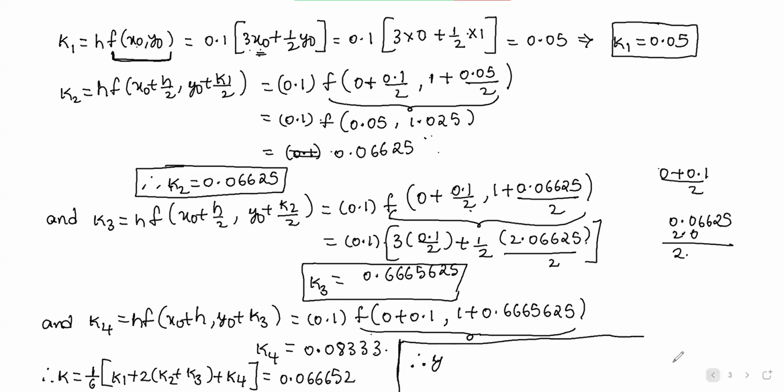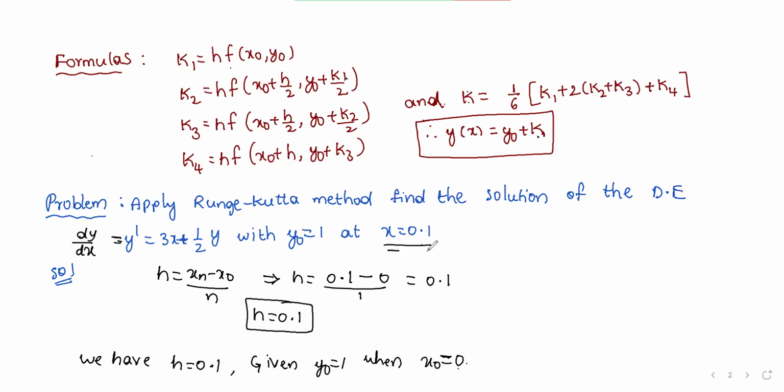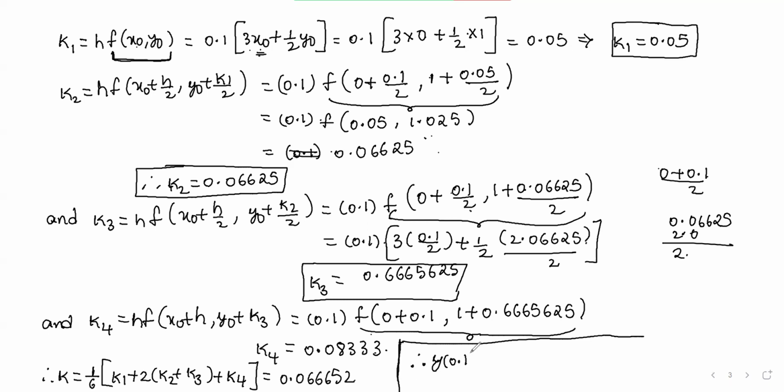They asked us to find y at the point x equal to 0.1, so y at 0.1 is equal to, what is the formula, y0 plus k. y0 means 1 plus k, which is what we got, 0.06662, that is equal to 1.08333. This is the final answer. Okay? This is how we have to find it.